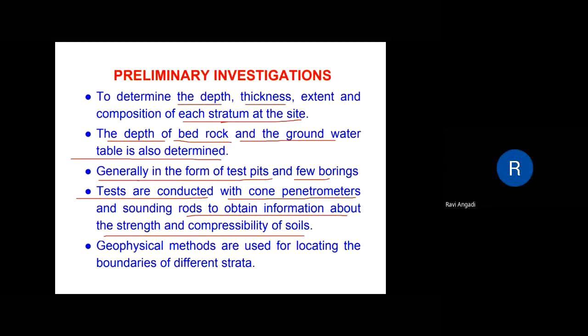And even geophysical methods are used for locating the boundaries of different strata. Geophysical methods are indirect methods, without disturbing the soil strata. They give information about the site's subsurface strata. And this is about the preliminary investigations, which, as I said, are generally in the form of a few borings or test pits.